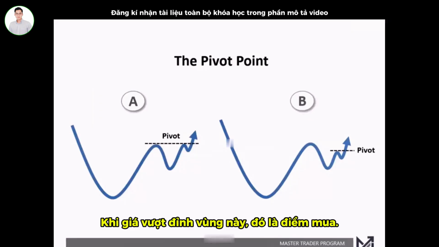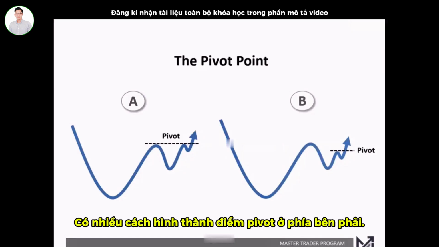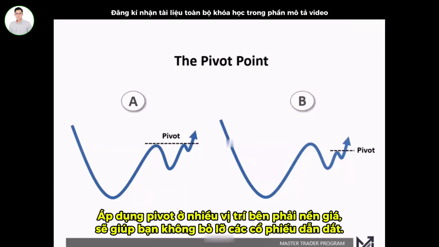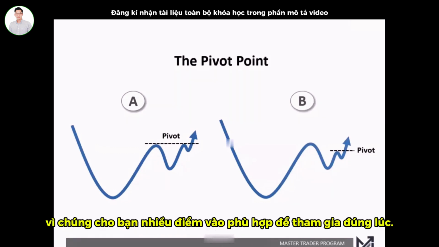your buy order. Now, there's a lot of ways that these pivots can line up and set up on the right side. We're going to show you the few ways that we use them. And if you use the pivot points from these various levels up the right side of the base, you're not going to miss too many stocks that set up and move out as market leaders. They're going to give you enough entry point techniques to be able to get on these stocks at some point.